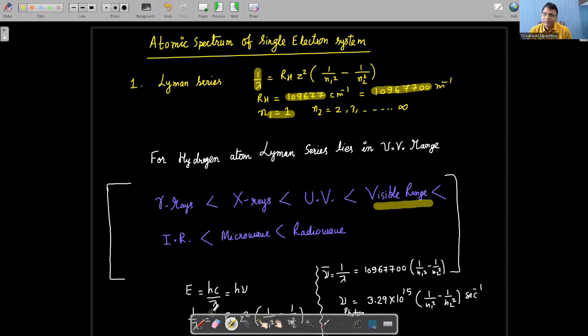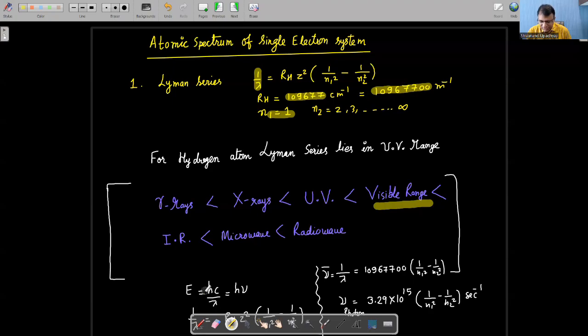And Balmer is in the visible range, so we'll say that it is towards the red color, right? So when they say the last corner of red color, they are talking about the first line of the Balmer series. And we know VIBGYOR: red color has maximum wavelength, and violet color has minimum wavelength.